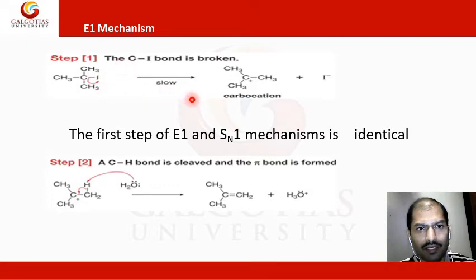So here in the first step you can see the carbocation is being formed. The first step of E1 and SN1 mechanism is similar, and in the second step, the carbon-hydrogen bond is split and the pi bond is formed. In the case of SN1 reaction, the nucleophile directly attacks the carbocation, but in this case, when reacting with water molecules, it is replacing the proton from this, and this is going to be an unsaturated bond, or you can say the carbon-carbon double bond is being formed.